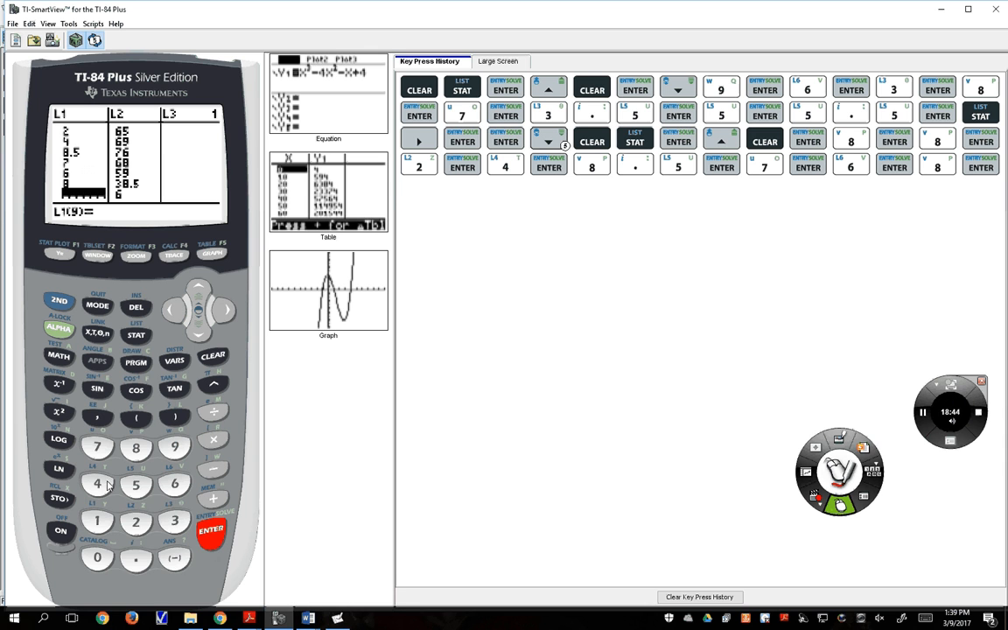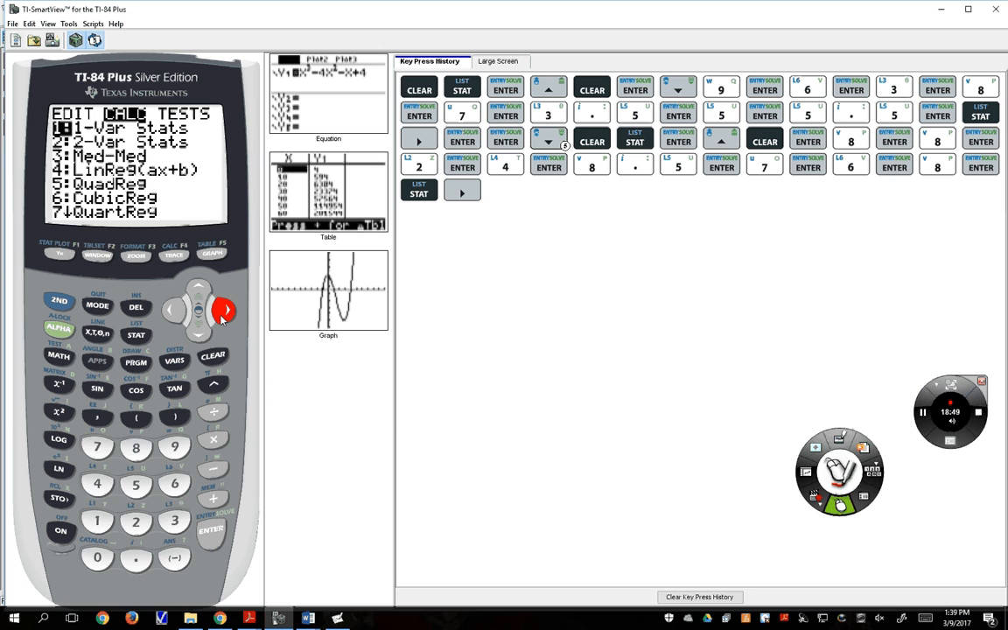If this was our sleep data, I now go to stat, and just like before, I go over to calculate. In the past, we ran a bunch of regressions because we were trying to see how these two variable things were related to each other. That's not what we're doing now. We just want to calculate all the basic things that you do with one variable. What's the average? What are the quartiles, the median, all this stuff. So we're going to choose number one, one-variable statistics.